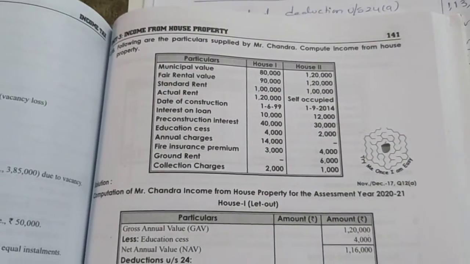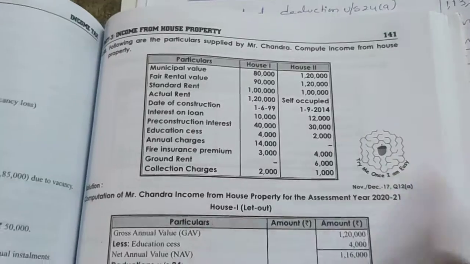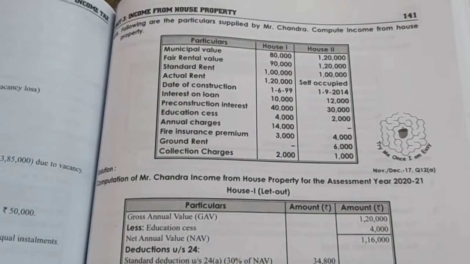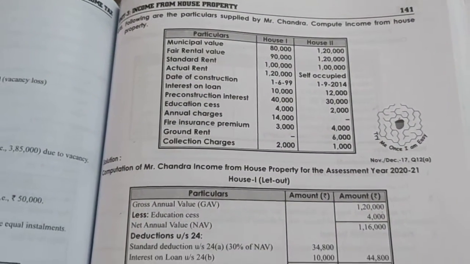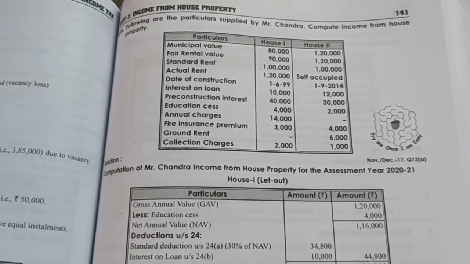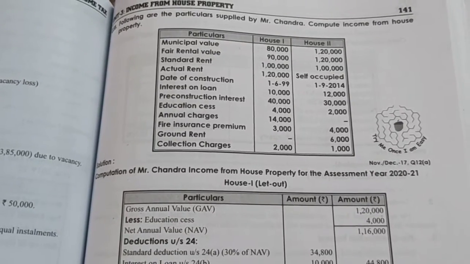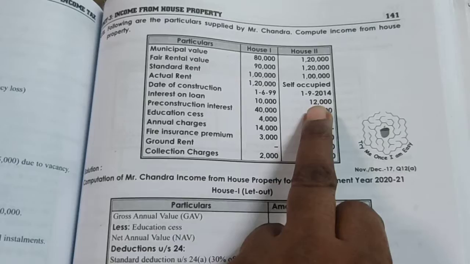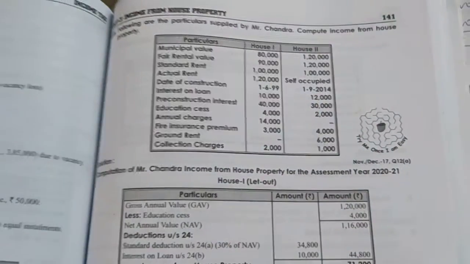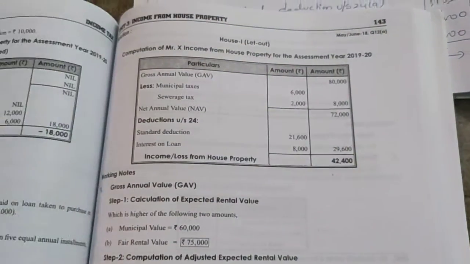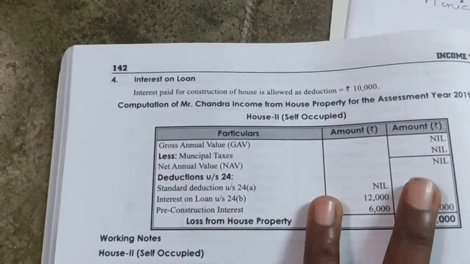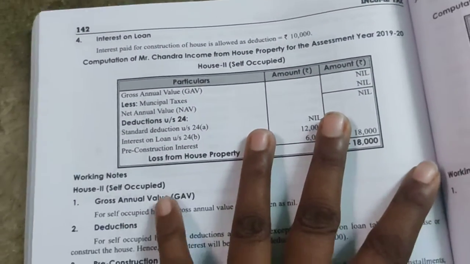Next, house 2 you see. So house 2 is self occupied, na. In case of self occupied, no need to calculate the GAV. Okay, directly NAV itself is nil. But once you see the interest on loan, 1/9/2014 he has given. So only interest on loan and pre-construction interest we have to take in case of self-occupied.